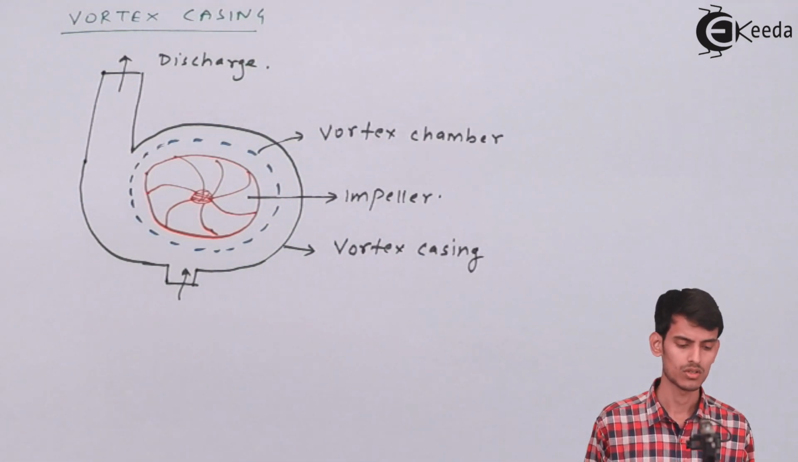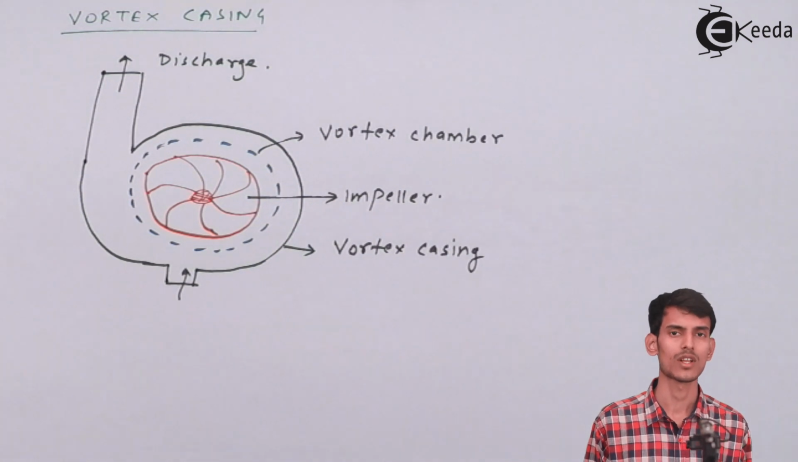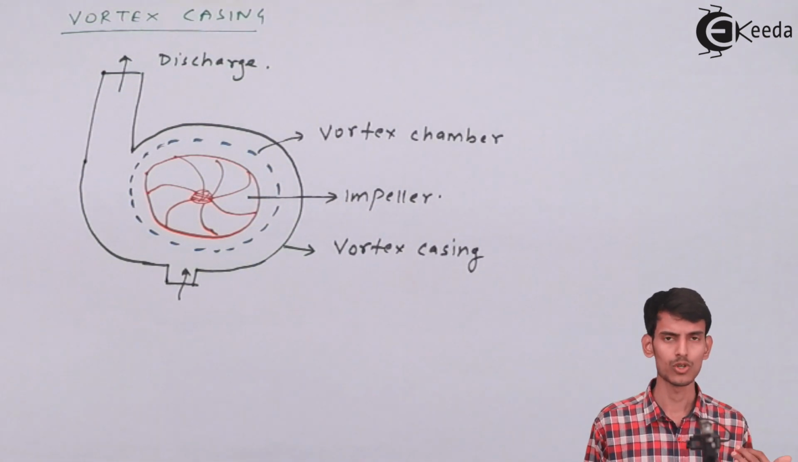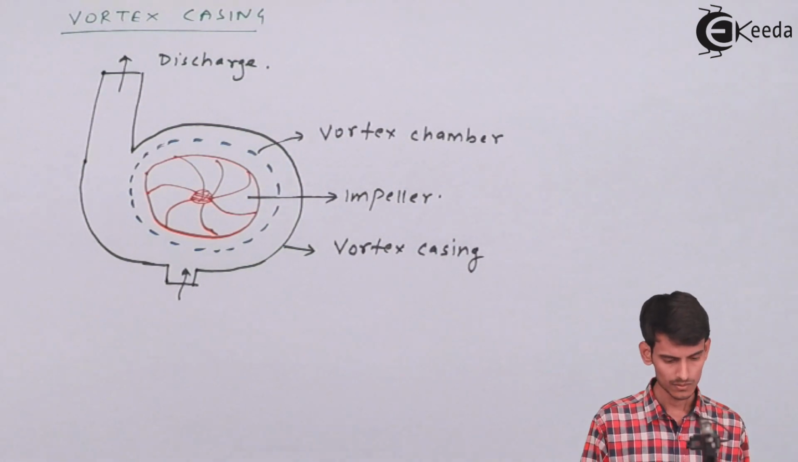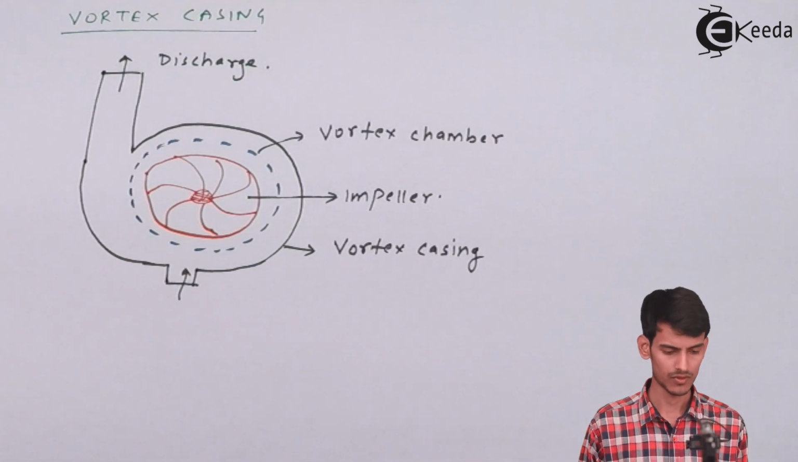So this is a vortex casing in which you have a vortex chamber. Similar to volute, there is one more extra term involved, the vortex chamber. So the different name, vortex casing. Now we'll see the third type of casing.